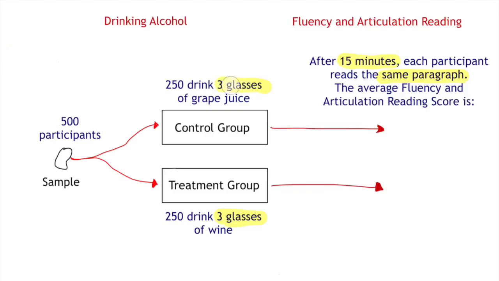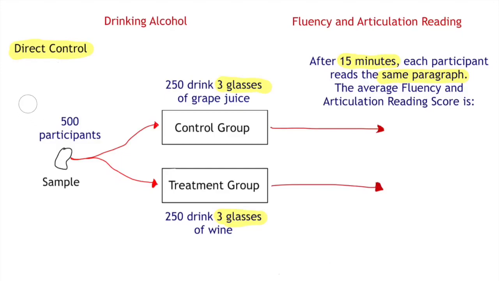Notice that we make them drink the same amount of liquid, 3 glasses, and read the same paragraph. Even the prime matter of the liquid is the same. The wine comes from grapes, but with alcohol. These are examples of direct control. We are directly controlling that some basic confounding variables have the same values in both groups.